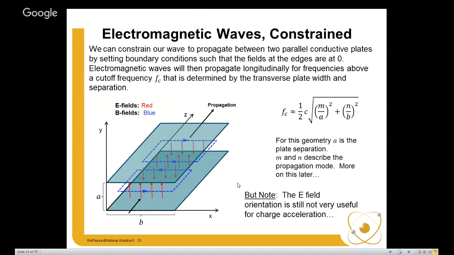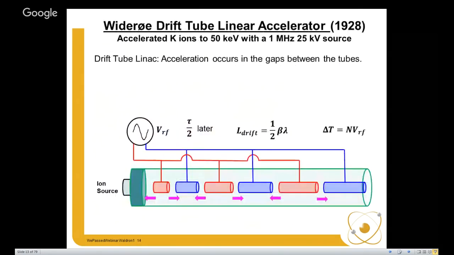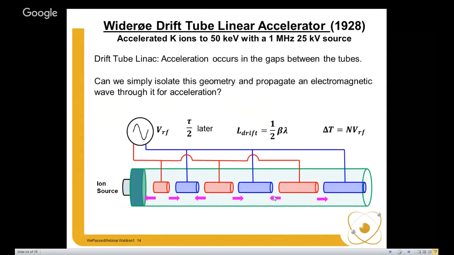Again, this is not especially useful if I want to accelerate electrons along this direction of propagation. If I were to place some electrons in the influence of these magnetic fields, they would simply bounce up and down without going anywhere, and they would have no net acceleration. But if I look at my drift tube LINAC and I say, hey, the acceleration occurs here in these gaps between the drift tubes, maybe I could borrow this geometry and somehow apply my electromagnetic wave just to it and maybe get some acceleration out of that.